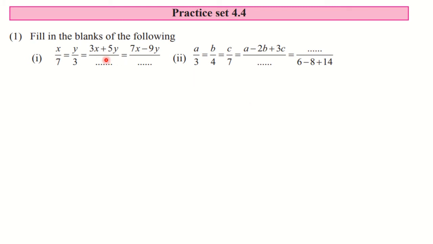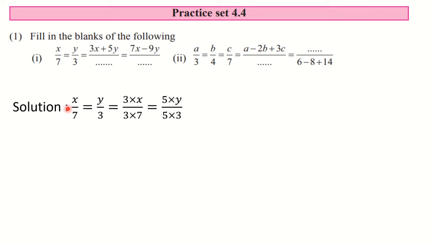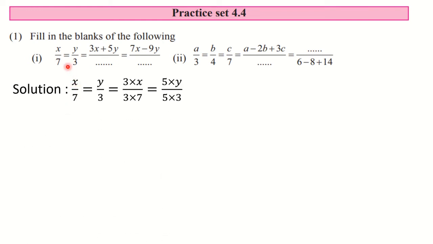So here you will observe that we have to use the theorem on equal ratios. How to use it? Let us see now. First of all, start with what is given to you, that is x upon 7 is equal to y upon 3. And here you have to observe what changes are made.